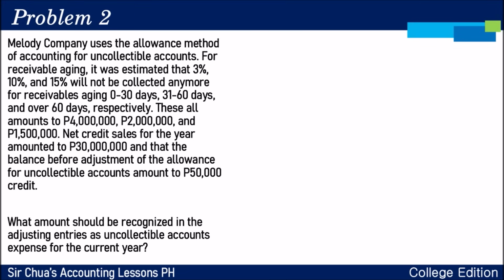Okay? The first one is, yung 0 to 30 days daw po natin, hindi na natin marereceive yung 3% ng 4 million. So, we assume or we estimate na 120,000 yung hindi na natin marereceive sa kanya. And that's just simply 4 million multiplied by 3%. We do the same way with the next one, which is 31 to 60 days.